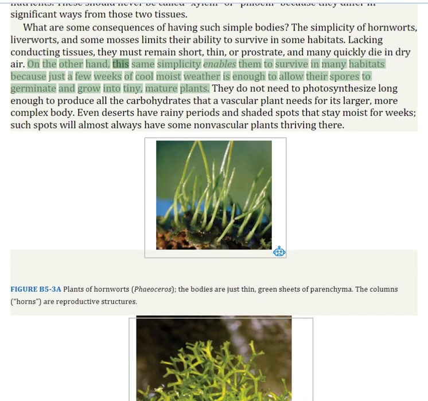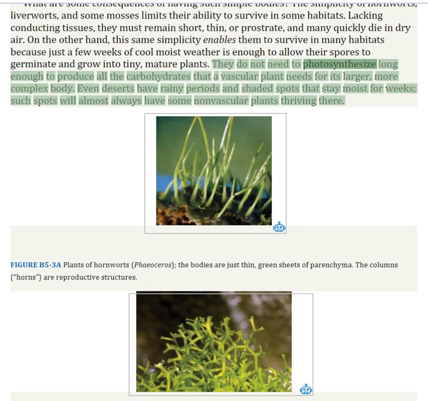On the other hand, the same simplicity enables them to survive in many habitats because just a few weeks of cool moist weather is enough to allow their spores to germinate and grow into tiny, mature plants. They do not need to photosynthesize long enough to produce all the carbohydrates that a vascular plant needs for its larger, more complex body. Even deserts have rainy periods and shaded spots that stay moist for weeks. Such spots will almost always have some non-vascular plants thriving there.